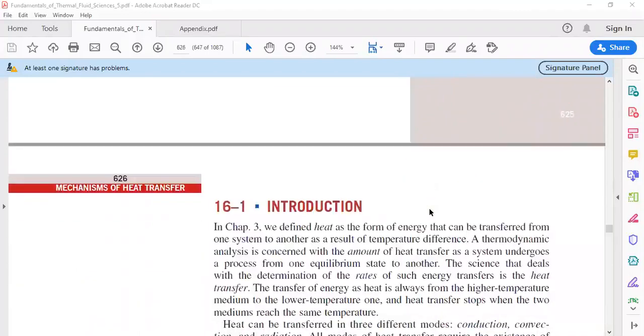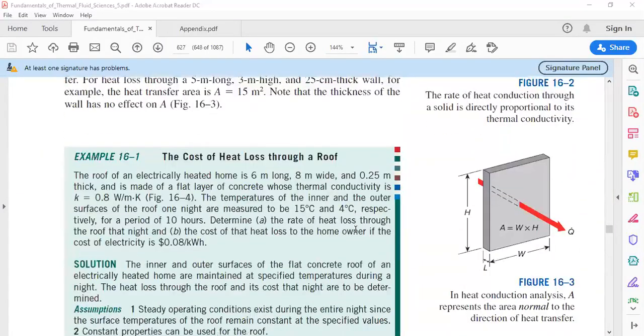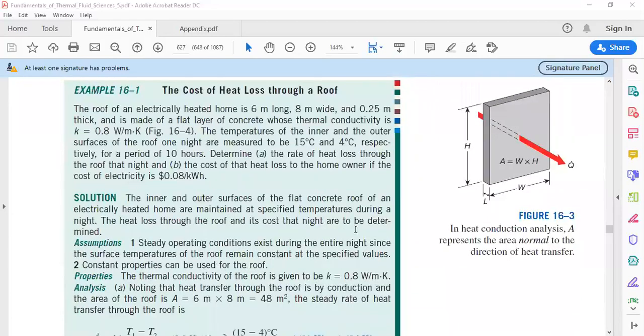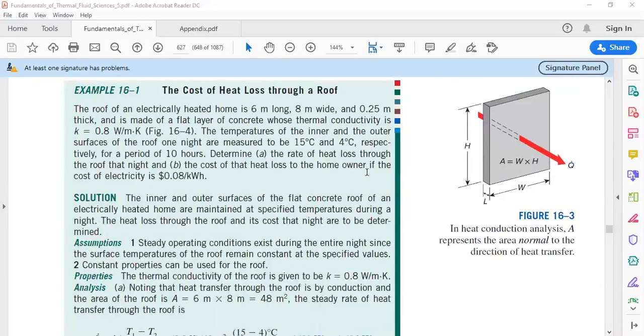المحاضرة الماضية كانت عن Chapter 6 Mechanisms of Heat Transfer. هون راح نحل couple of examples. Example 16.1 و 16.2. أولا 16.1 is okay, it has an idea, that's good.